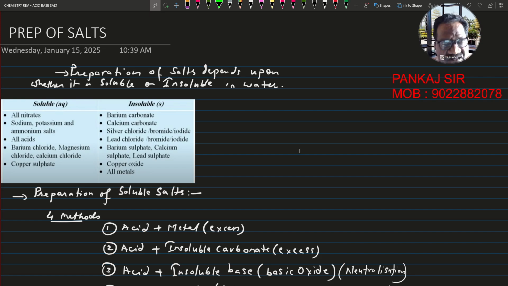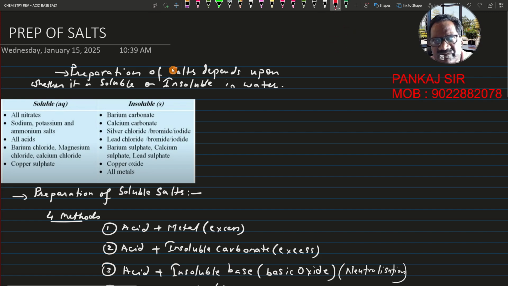So this is the continuation of that series, and today I'm going to discuss a topic called preparation of salts, and this is from the chapter acid, base and salts, that is chapter number 3. So let us get started with what is the meaning of preparation of salts and what it has to do with.